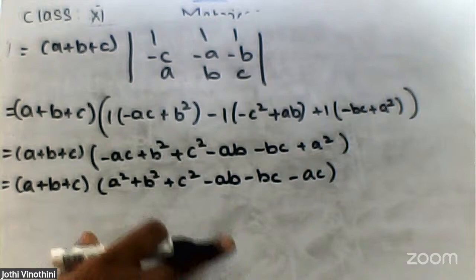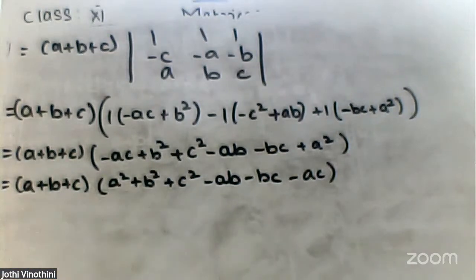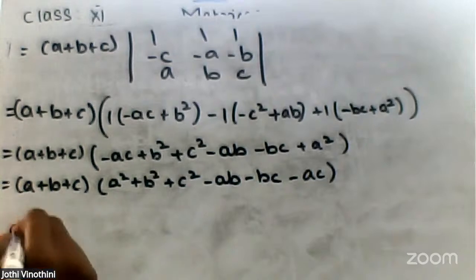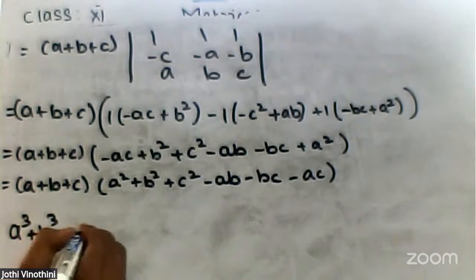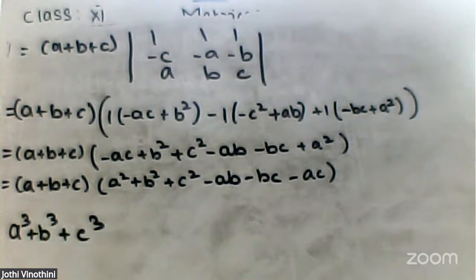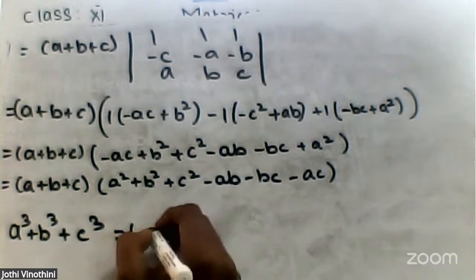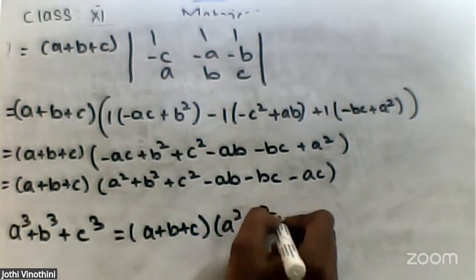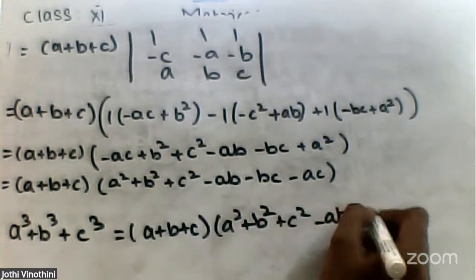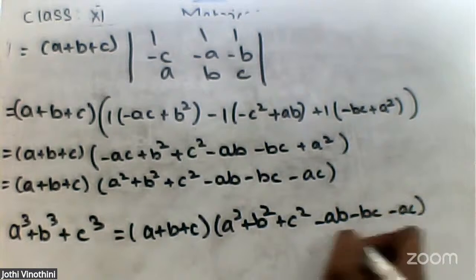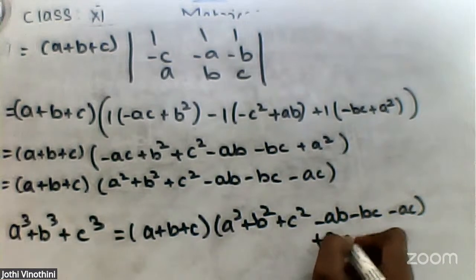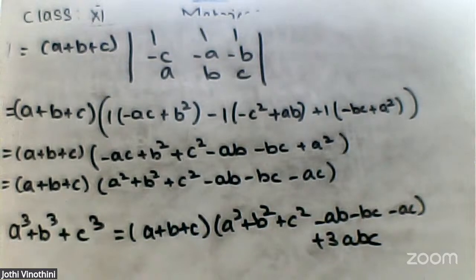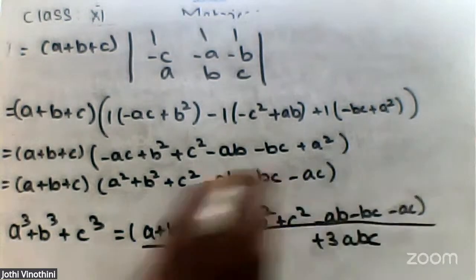So this seems like any other formula, right? So I'm going to write one thing. What is the formula for A cube plus B cube plus C cube? The formula for A cube plus B cube plus C cube equals A plus B plus C multiplied by A squared plus B squared plus C squared minus AB minus BC minus AC, plus 3ABC. Right? We have this one and this one here in the numerator.